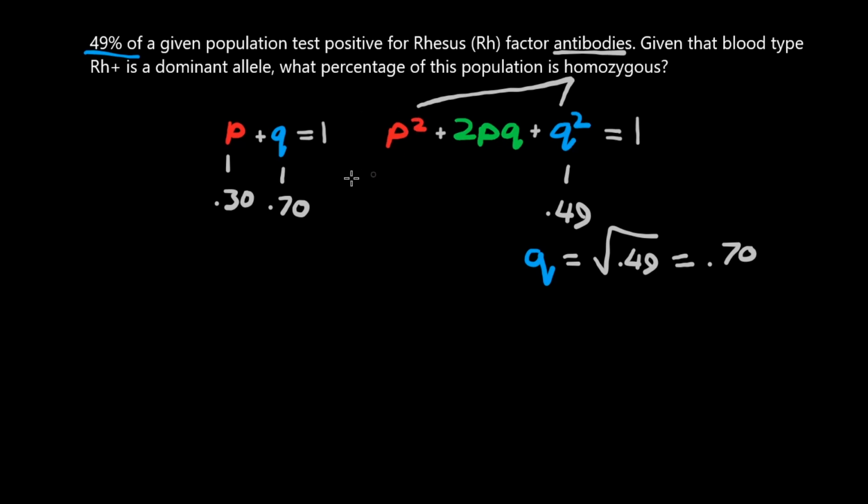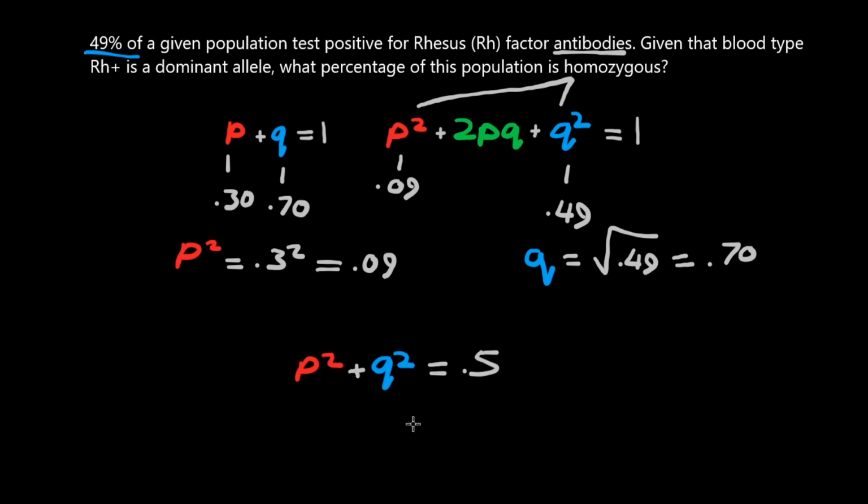Now we can find p squared, which is just 0.3 squared. That equals 0.09. And now we just add p squared and q squared to get your final answer here. There's 0.58, or 58% of the population is homozygous.